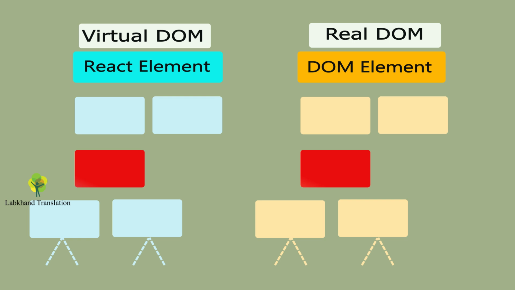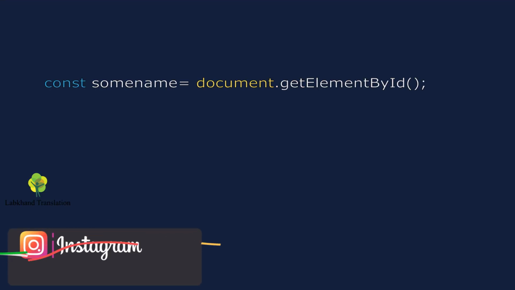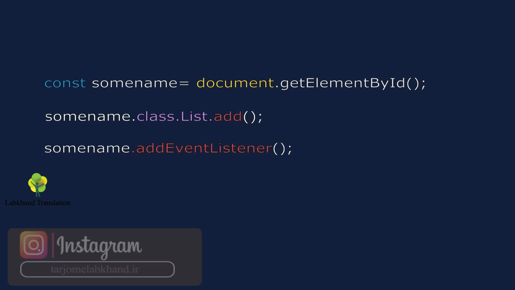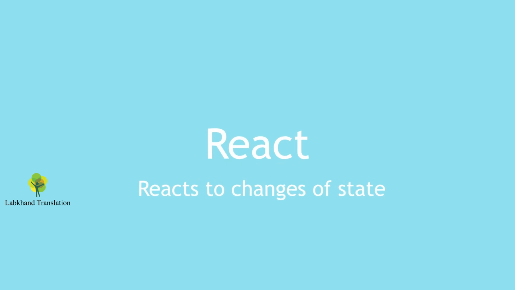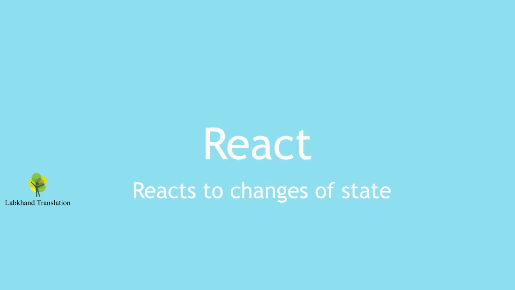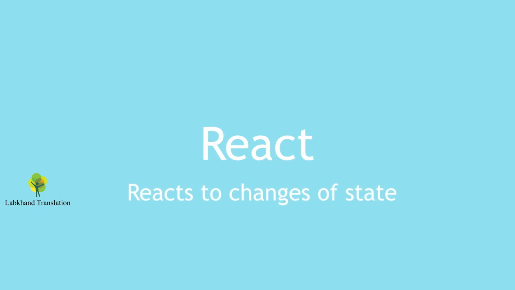Unlike vanilla JavaScript or jQuery, we don't need to interact directly with the browser's API. In other words, there is no need to write code for manipulating the DOM or adding event handlers to the DOM. All you need to do is change the component's state, and React automatically updates the DOM to match the new state. That's why it's called React, because when a state changes, React responds to that change and updates the DOM accordingly.